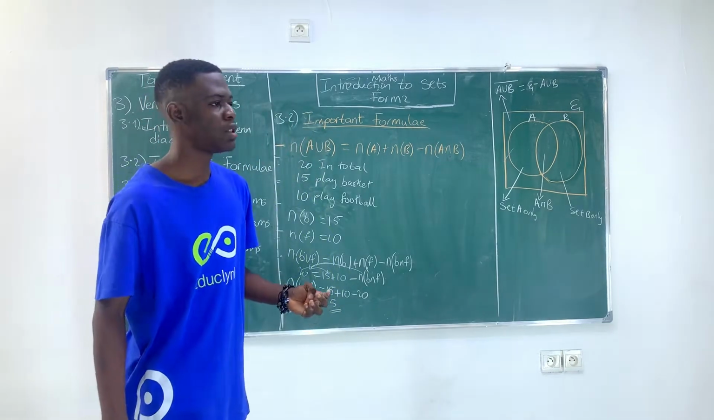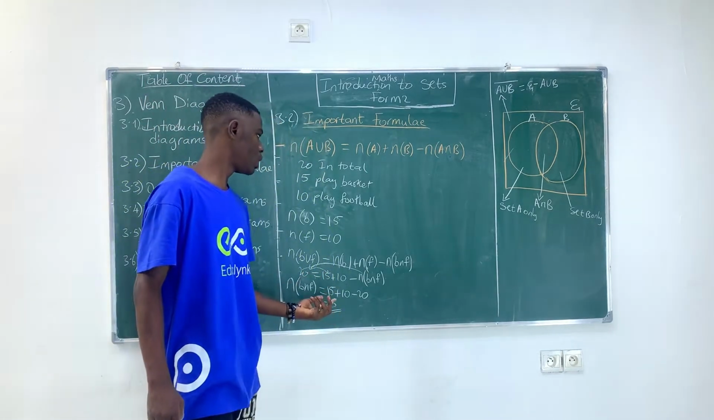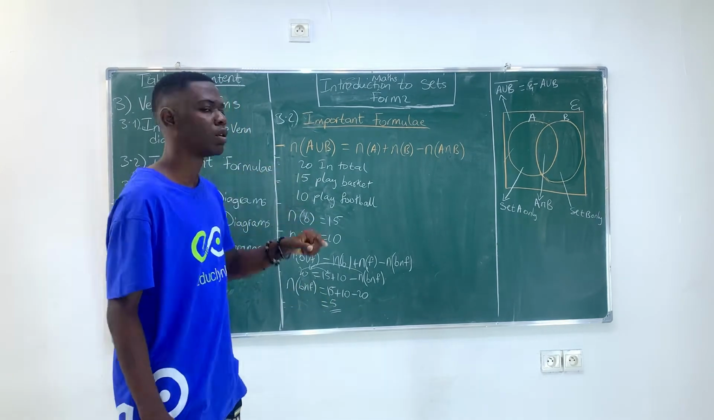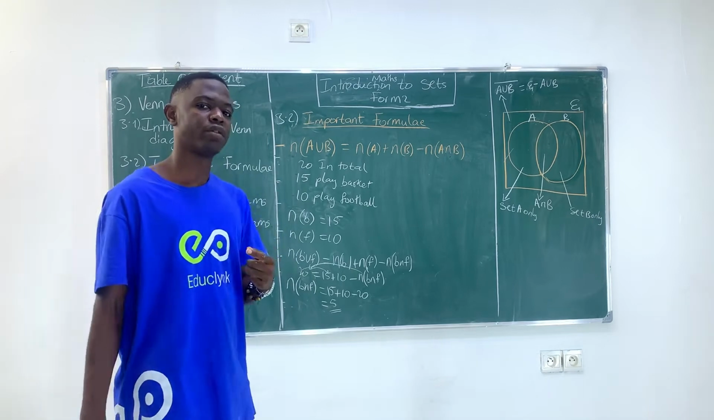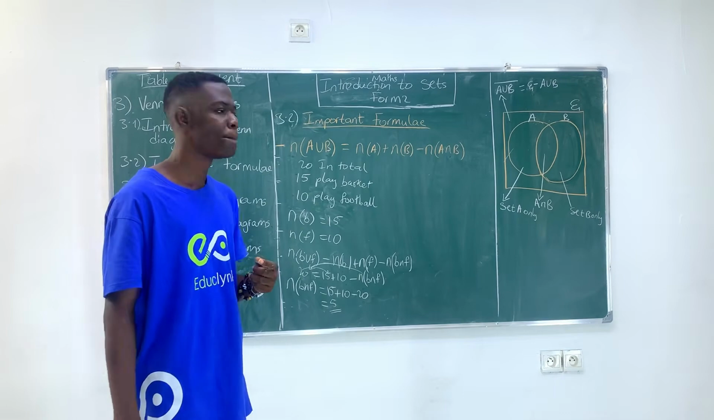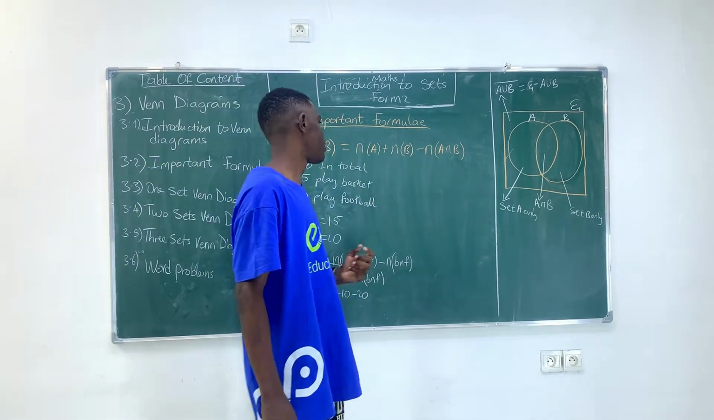So what does this mean? It means there's 5 people that play both basketball and football. 5 of them play both basketball and football. That's how you find A intersection B.